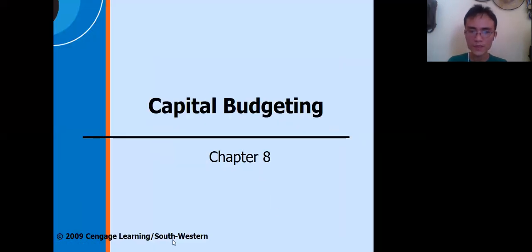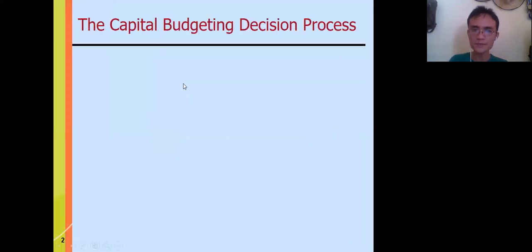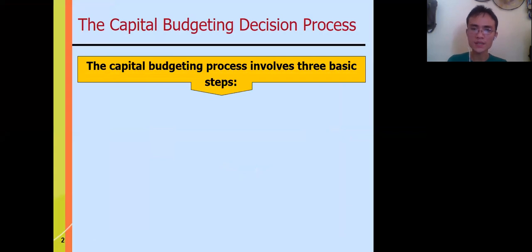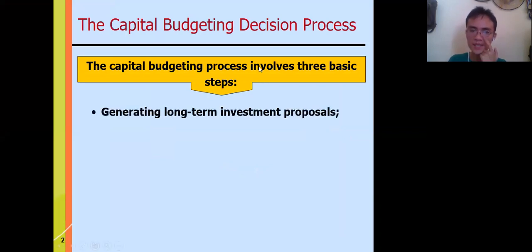So capital budgeting, as what I've said, is strategic in nature. And then this poses the decision process that we think about, and this involves three basic steps. Number one is we think and generate and create or draft a long-term investment proposal. So what are we talking about? What are the details involving that particular investment?